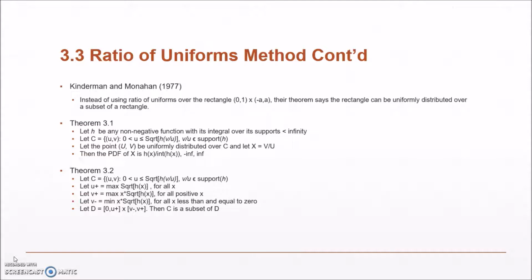Again, these are two theorems provided by Kinderman and Monahan, which basically prove, or at least theorize, that a rectangle can be uniformly distributed over a subset of that initial rectangle.